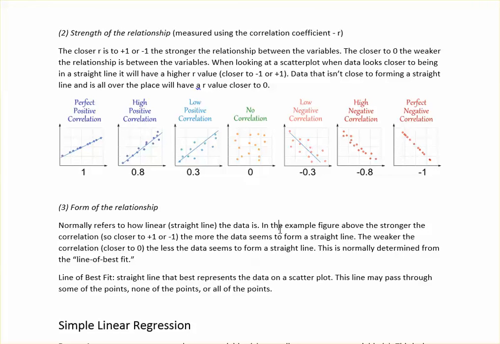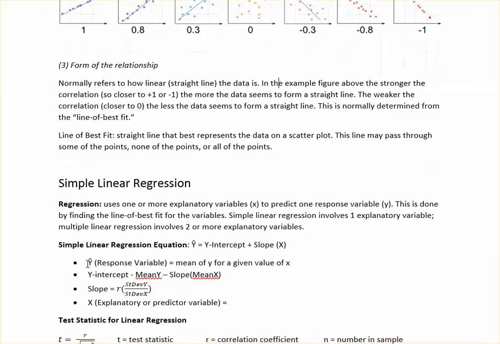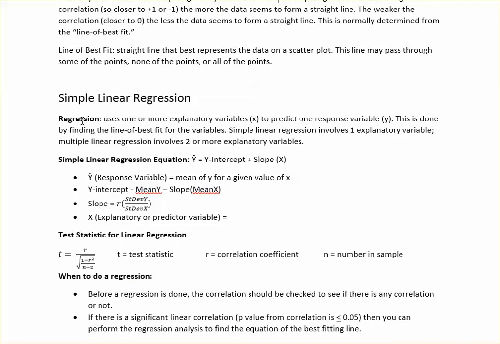But if we really want to know exactly what the actual line of best fit is for these specific data points, we use simple linear regression. A regression uses one or more explanatory variables to predict one response variable. This is done by finding the line of best fit for the variables. A simple linear regression just involves the one explanatory variable, where the multiple linear regression, which we'll be doing later, involves two or more explanatory variables.